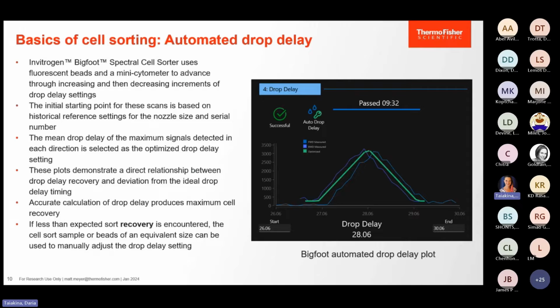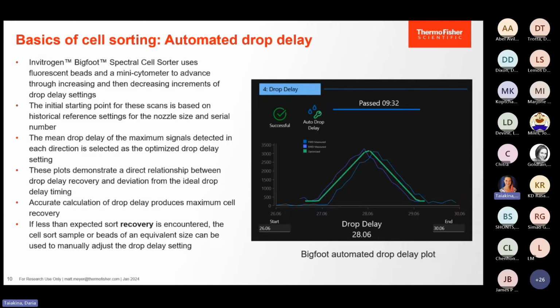So, looking at some of the automation features, one of the most critical is drop delay. Drop delay is the time from the laser interrogation point to the break-off. And so we need to get a very good and accurate measurement. There are many ways to estimate the drop delay. Some systems use microscope slides, some have automated systems. The Bigfoot actually has a mini cytometer built into the system that measures the drop delay in a very accurate manner. And this allows you to achieve a high quality cell sort because you're going to get higher recovery.